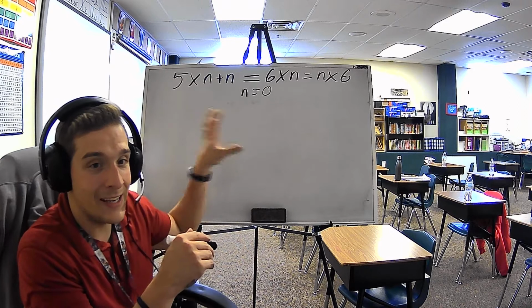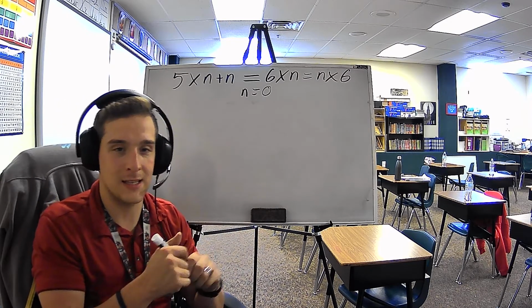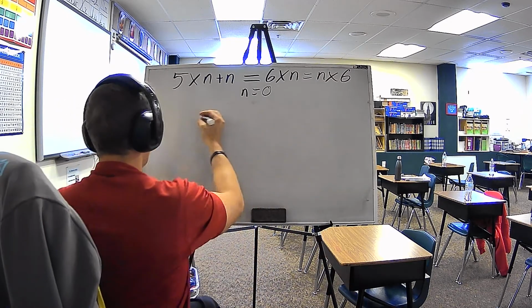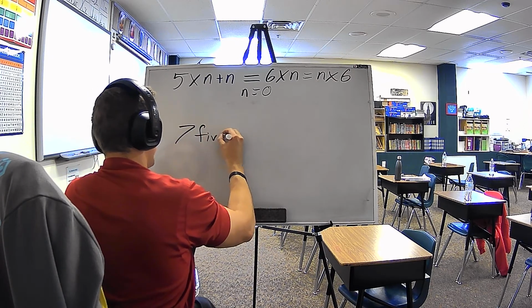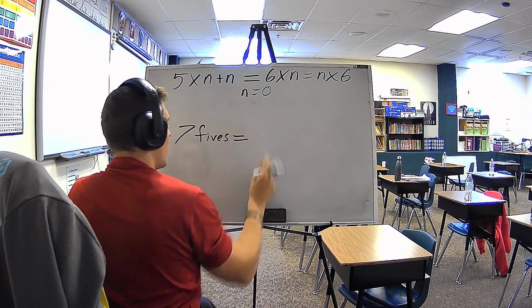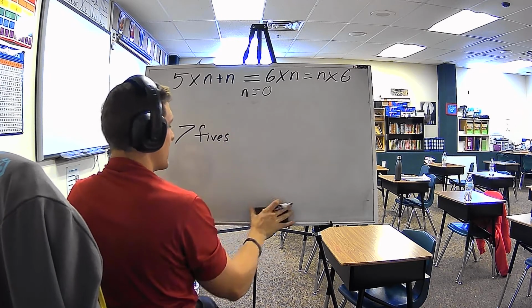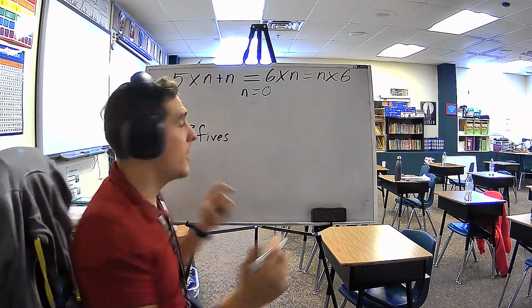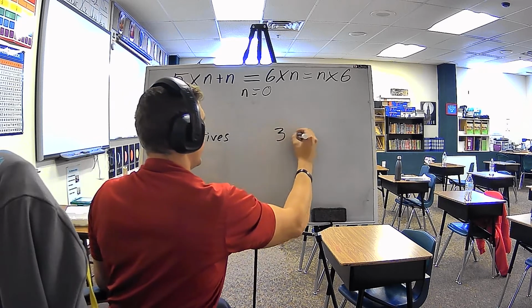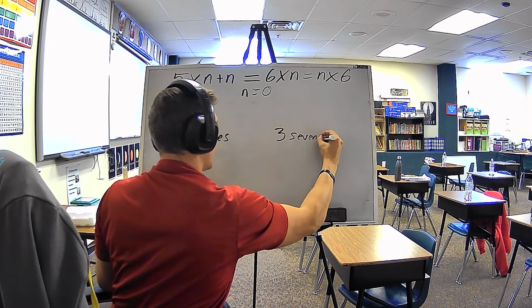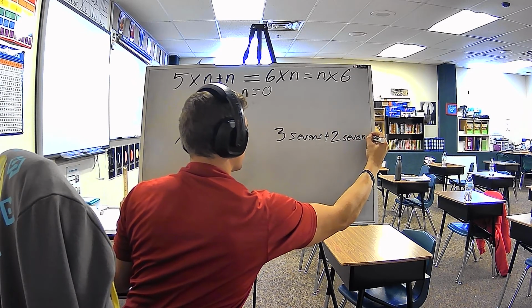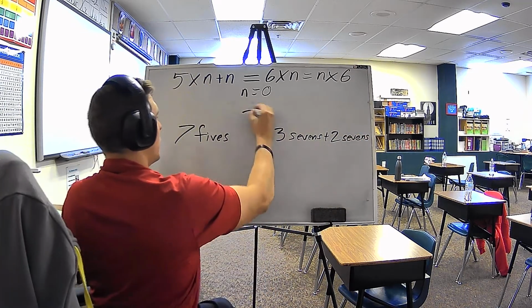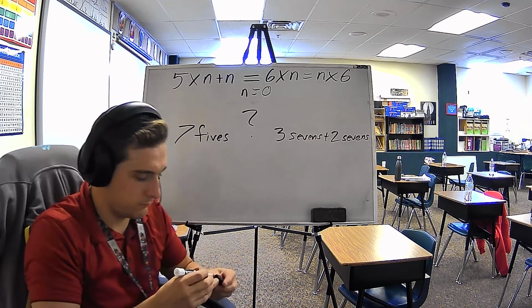Using this idea, along with last lesson, I'm going to ask this question. Is 7 fives equal to, or not equal to... I'm not going to put that there yet because I want us to determine this. Is this the same as 3 sevens plus 2 sevens? Are those two things equal to each other?